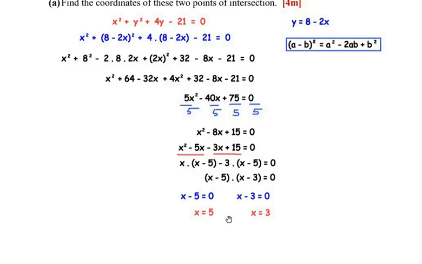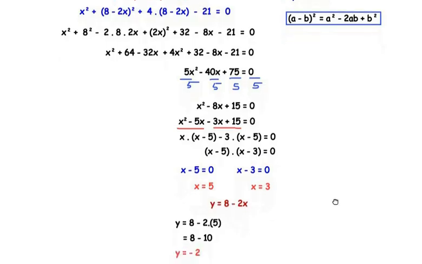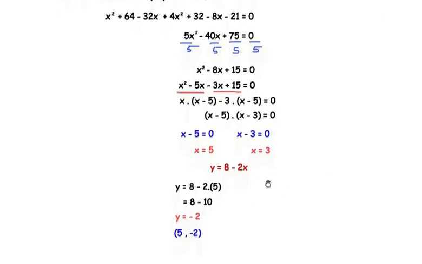Now to find out the y coordinates, let us make use of the equation of a line over here. You can also use the equation of a circle, but use the easier one. So I have chosen the equation of the line to get the y coordinates. The equation of the line we have got here is y is equal to 8 minus 2x.